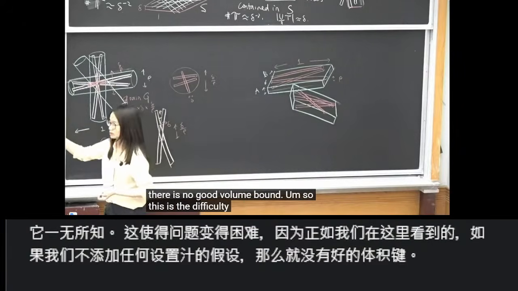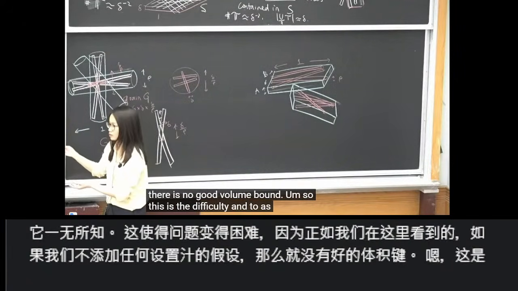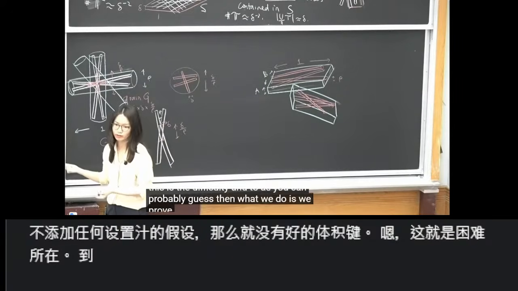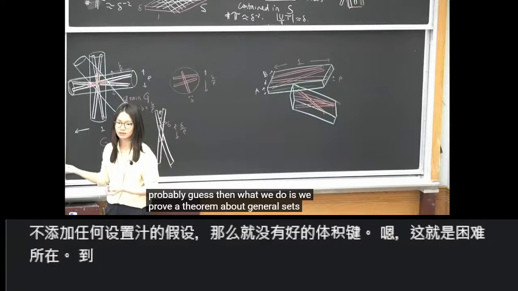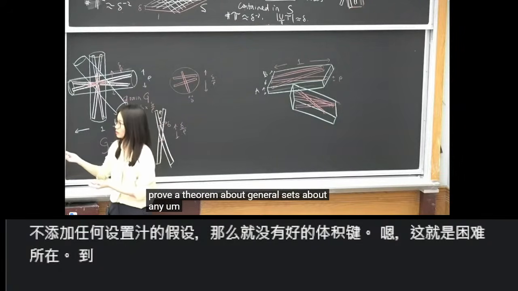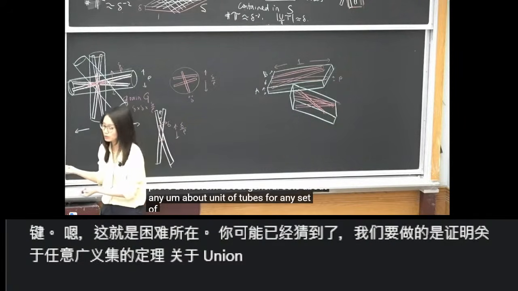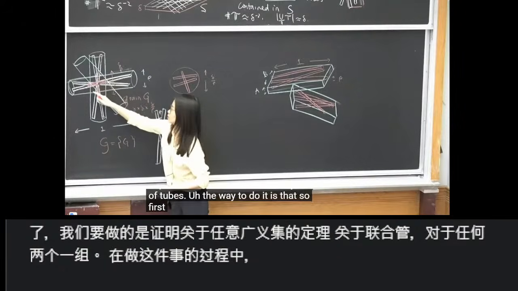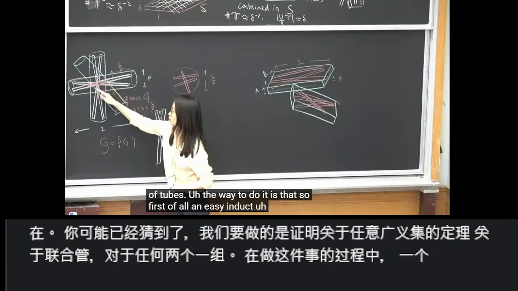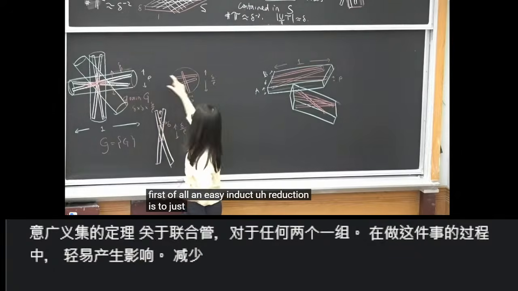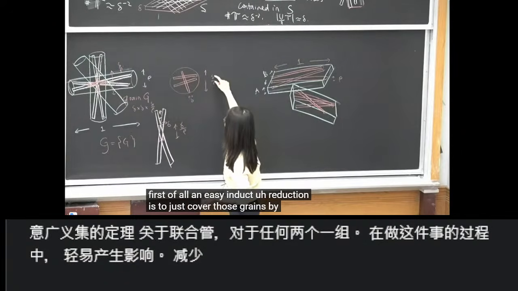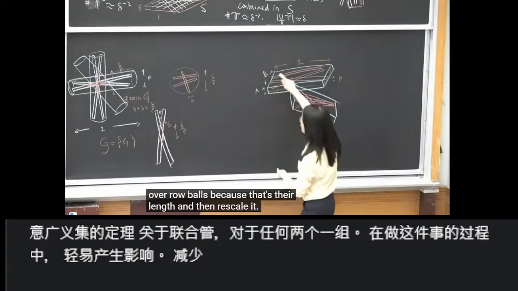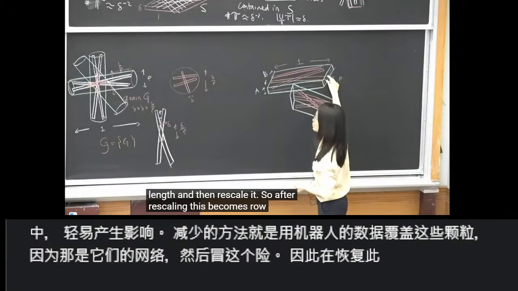So this is the difficulty, and as you can probably guess, what we do is prove a theorem about general sets, about unions of tubes for any set of tubes. The way to do it is, first of all, an easy reduction: just cover those grains by delta over rho balls, because that's their length, and then rescale. After rescaling, this becomes rho tubes.